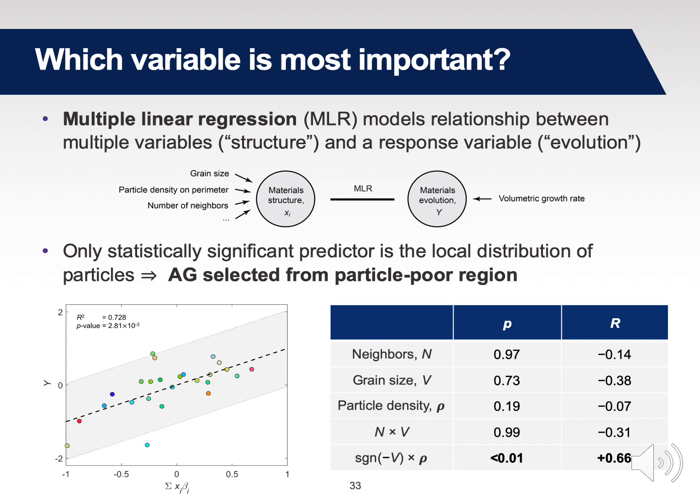and we can break this down further. We can look at the influence of all of these different factors, and with this approach, we show that statistically, the only significant predictor, or the only significant variable for grain growth rate is, in fact, the particle density, to a level of 0.01. And so that is to say that the abnormal grain is selected from a particle-poor region. You have gradients in particle density, and where you have fewer particles, these regions are where the largest grains are found.